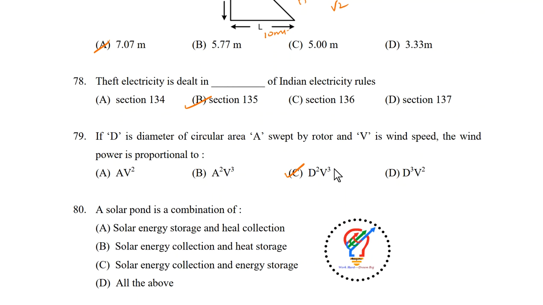Next one, last question of this video session, a solar pond is a combination of, so a solar pond is a combination of solar energy collection and heat storage, solar energy collection and energy storage. So these two are the correct options for this. It's a combination of B and C.